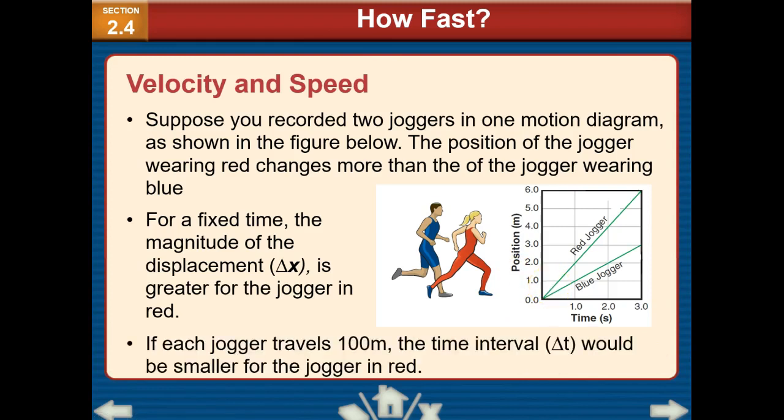All right, so if each jogger traveled 100 meters, the time interval would be small for the jogger in red. Okay, so you can kind of expand this out from 6 to 100. The red jogger would go over a shorter time than the blue jogger did. Okay, so we're looking at a position versus time graph. So these two have different rates of change of position.